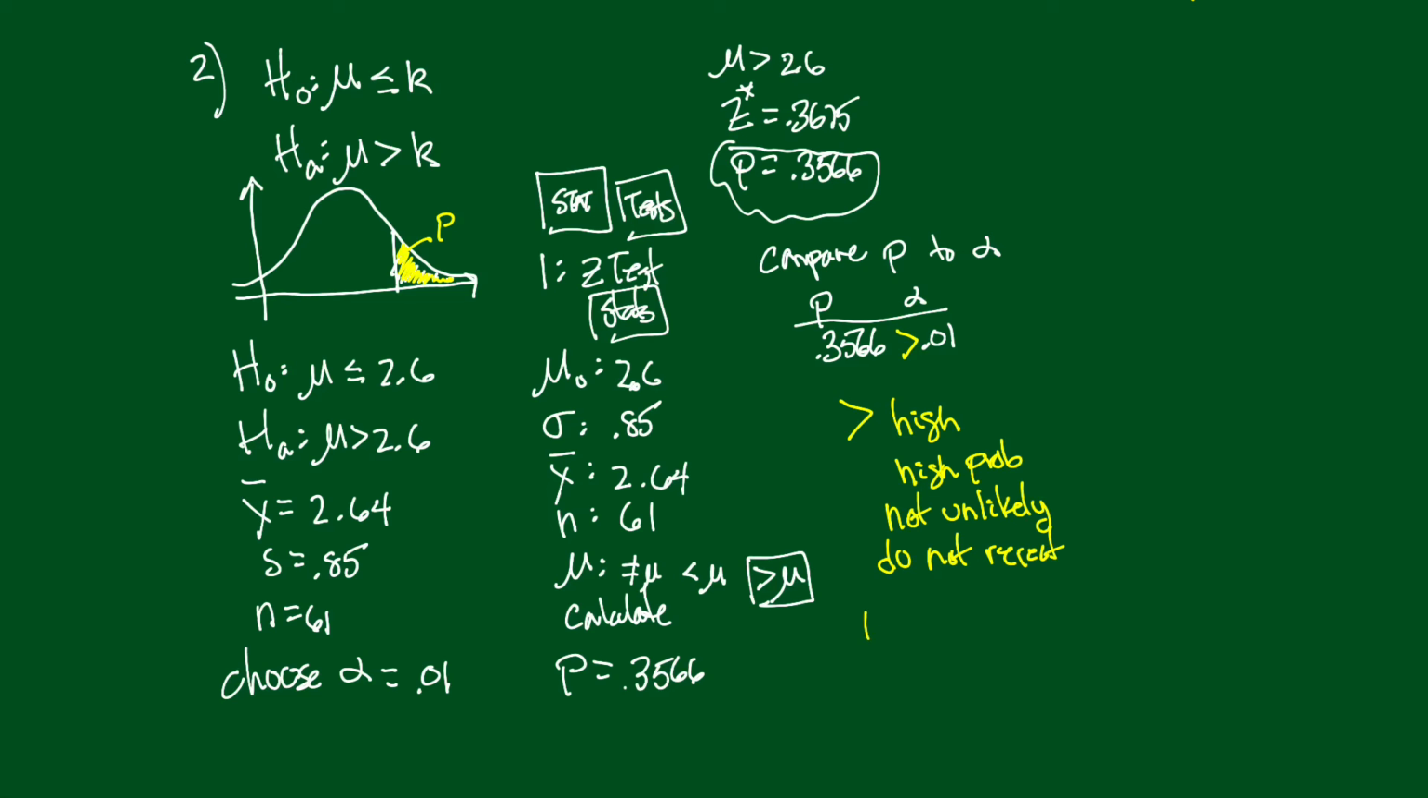So what I would say here is fail to reject H naught. So lastly, in our third example, let's run a two-tailed test. So H naught, H sub A. Now suppose that we've got some parameter and we just, for some reason, think that it has changed. We don't know or really care if it's up or down. We just think it's changed.